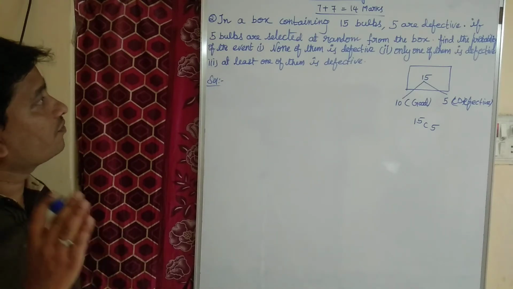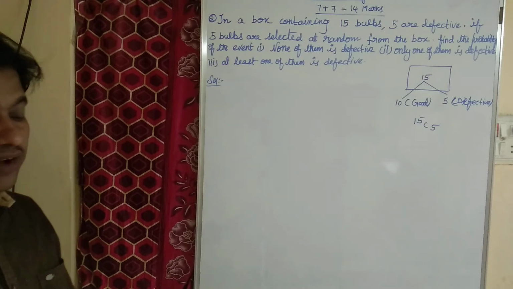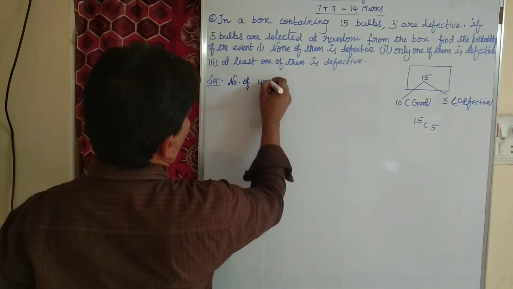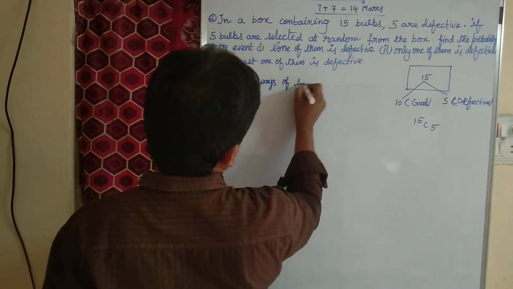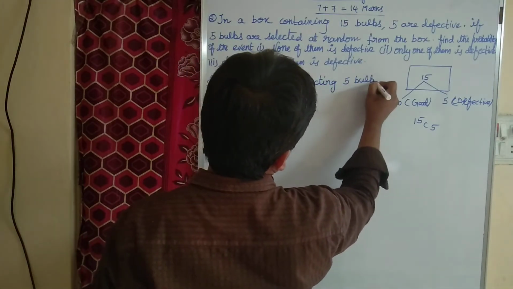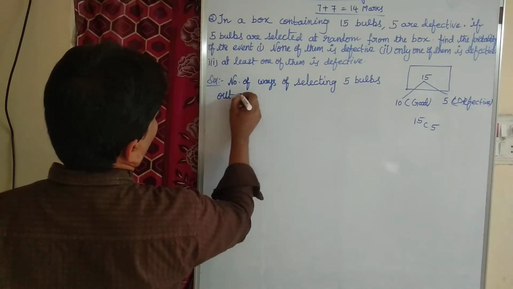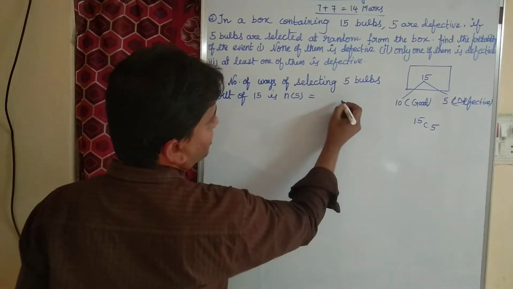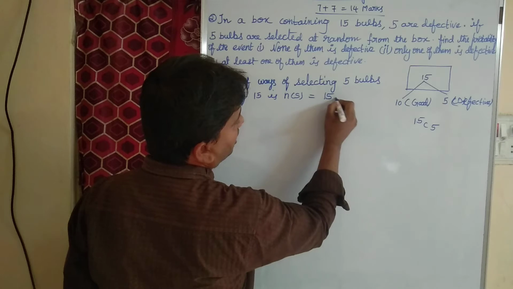We are selecting 5 bulbs at random from the box. The number of ways of selecting 5 bulbs out of 15 is n of S, which equals 15C5.